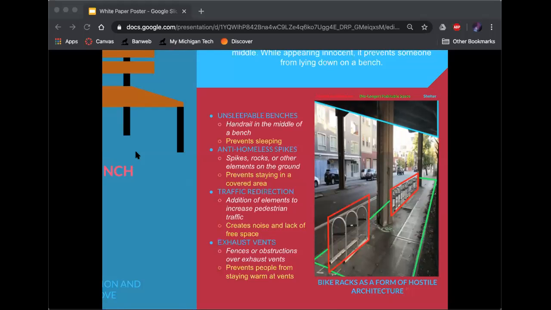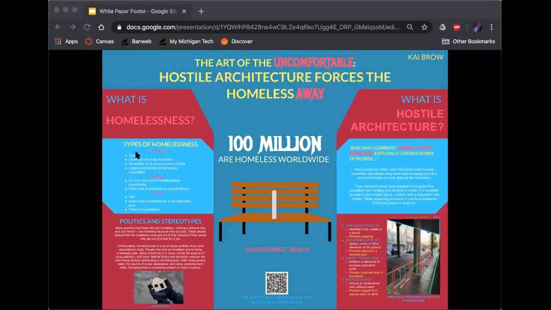Another example can be seen in the photo on the right. It's a nice quiet area with a bit of shelter from the overpass outlined in blue and a nice flat area outlined in green. Outlined in red is a set of bike racks, which increases pedestrian traffic. This forces the homeless people to relocate to a different area. As the name implies, hostile architecture is forcing people away from one area and into another area.